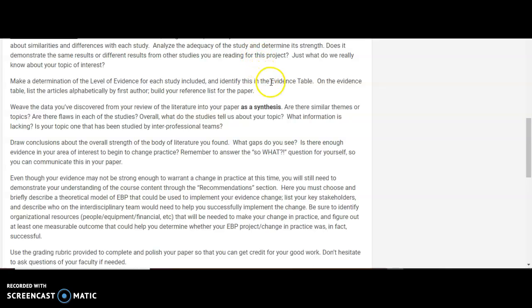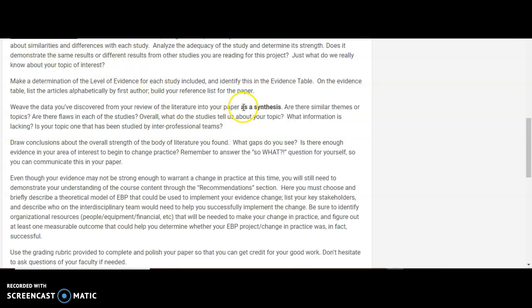Once again, you're going to be doing an evidence table, and this time you're going to include all of your articles. So you've got to make a determination of the level of evidence for each study that you include, and you need to organize these on this evidence table in alphabetical order by first author. So build your reference list for the paper and then start plugging in that evidence table.